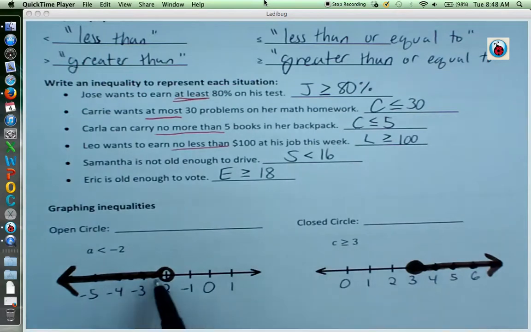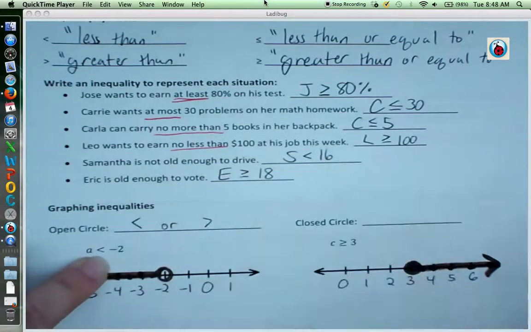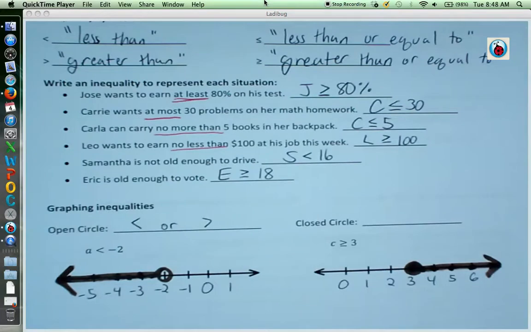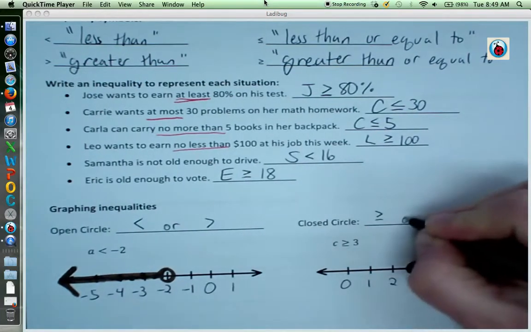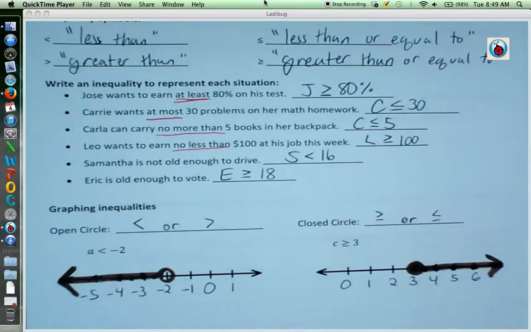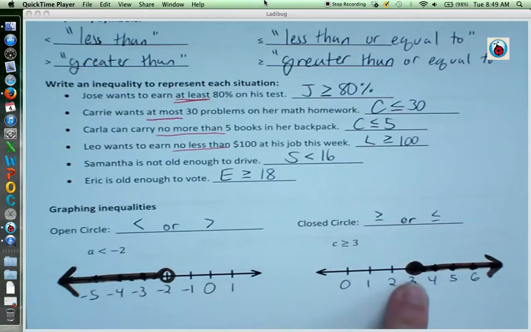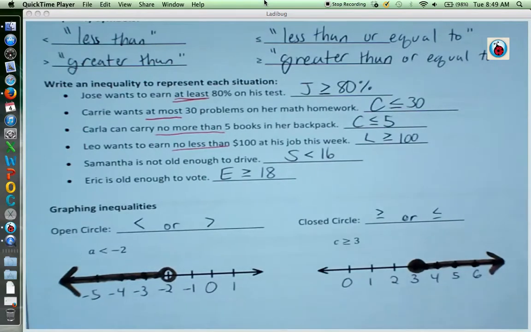So when do we use an open circle? When do we use a closed circle? An open circle is when you have a less than sign or a greater than sign, but no or equal to part. A closed circle is for greater than or equal to, or less than or equal to. So if it has that or equal to part, you want to draw a closed circle to imply that that is part of our answer. All right, so this is how we're going to graph some of these inequalities.